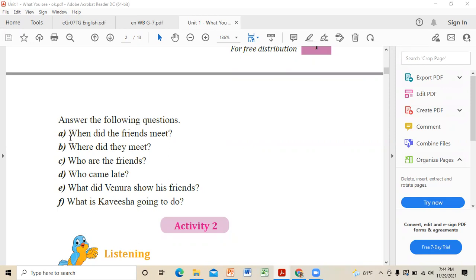First one is, when did the friends meet? Second one, where did they meet? Third one, who are the friends? Fourth one, who came late? Fifth one, what did Venura show his friends? Sixth one, what is Kavisha going to do? Right? So these are the 6 questions.